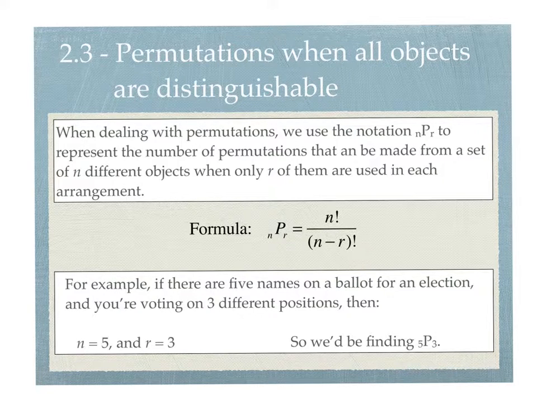They look different. Now this represents the number of permutations that can be made from a set of n different objects when only r of them are used in each arrangement. That sounds really complicated, but it's what we were just looking at. When we were looking at these positions, and there were 5 positions, but you were only voting on 3 of them, we were talking about that in that question that you just had.